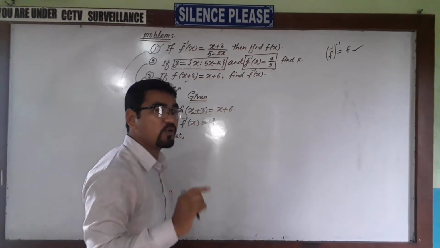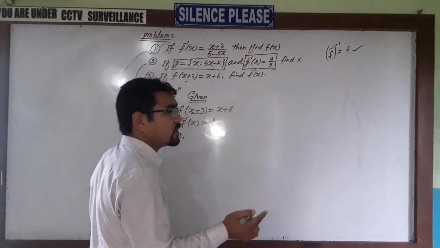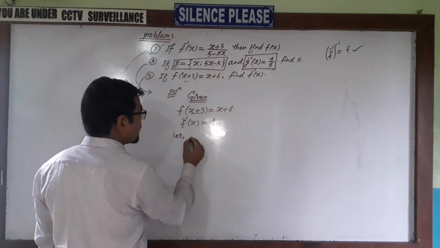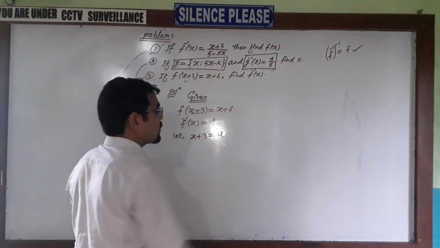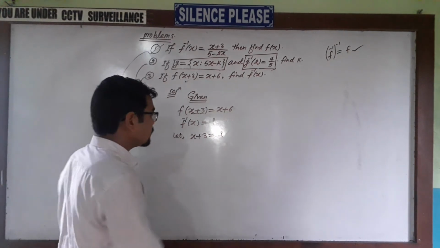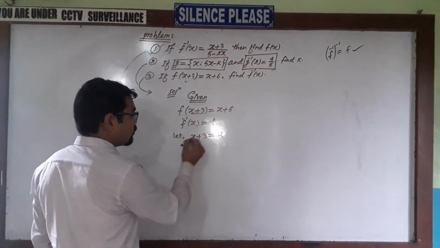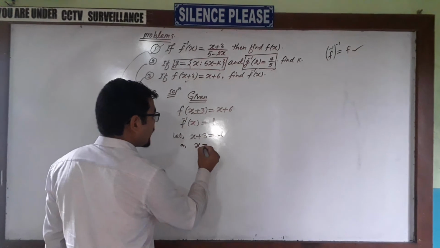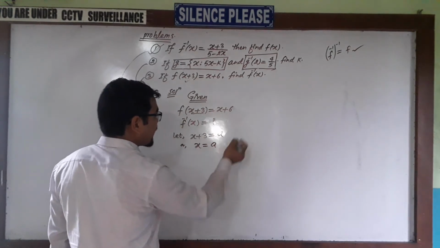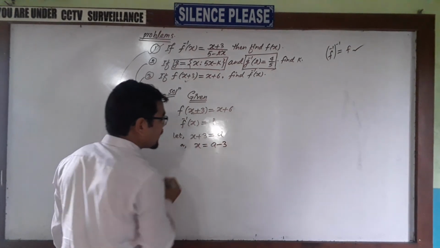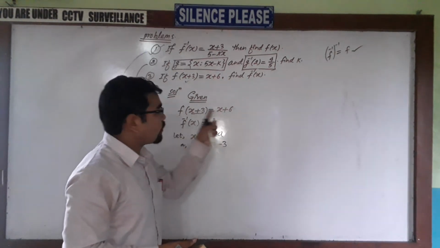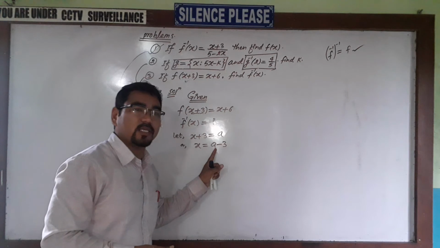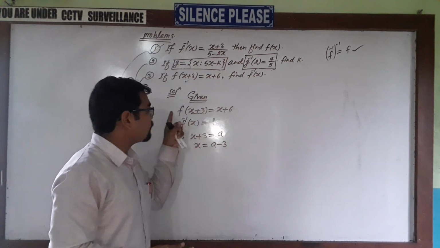Single term means a single value like a, b, c, like this x. So this x plus 3 we can consider equal to a. Suppose it. Then from here you can find the value of x. X equals a minus 3, since the plus 3 carries over. So now in place of x in this function you can put a minus 3.